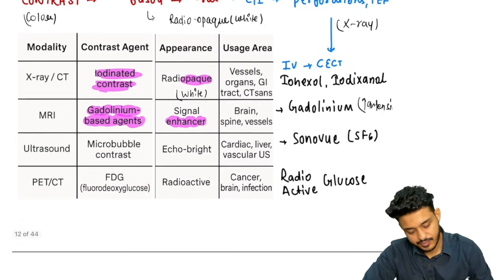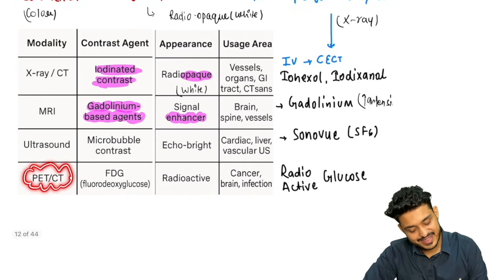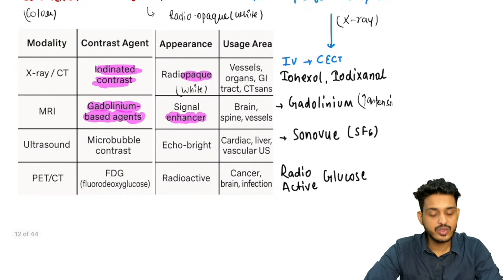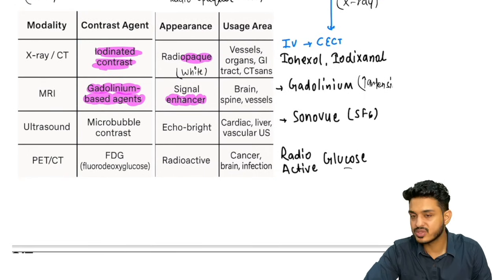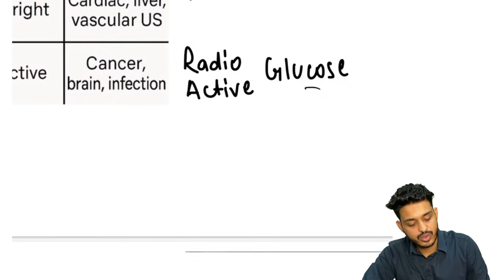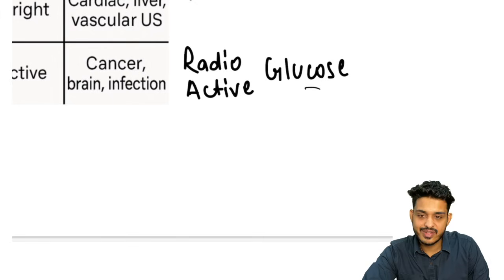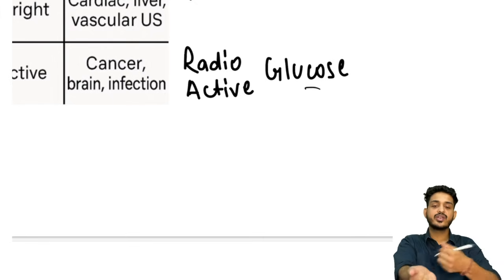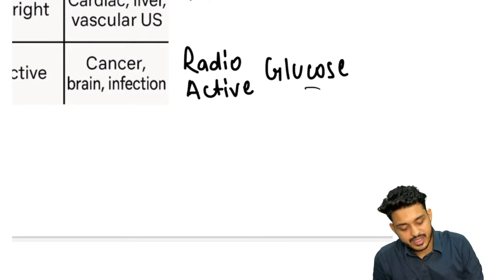Ultrasound. Lastly, we have PET-CT. What is this PET-CT? Here you are going to give radioactive material. What is the radioactive material we are going to give? That is going to be glucose, right? We already know that whatever you eat is going to go to your blood vessel, right? In the same way, you will be injecting the radioactive FDG glucose.